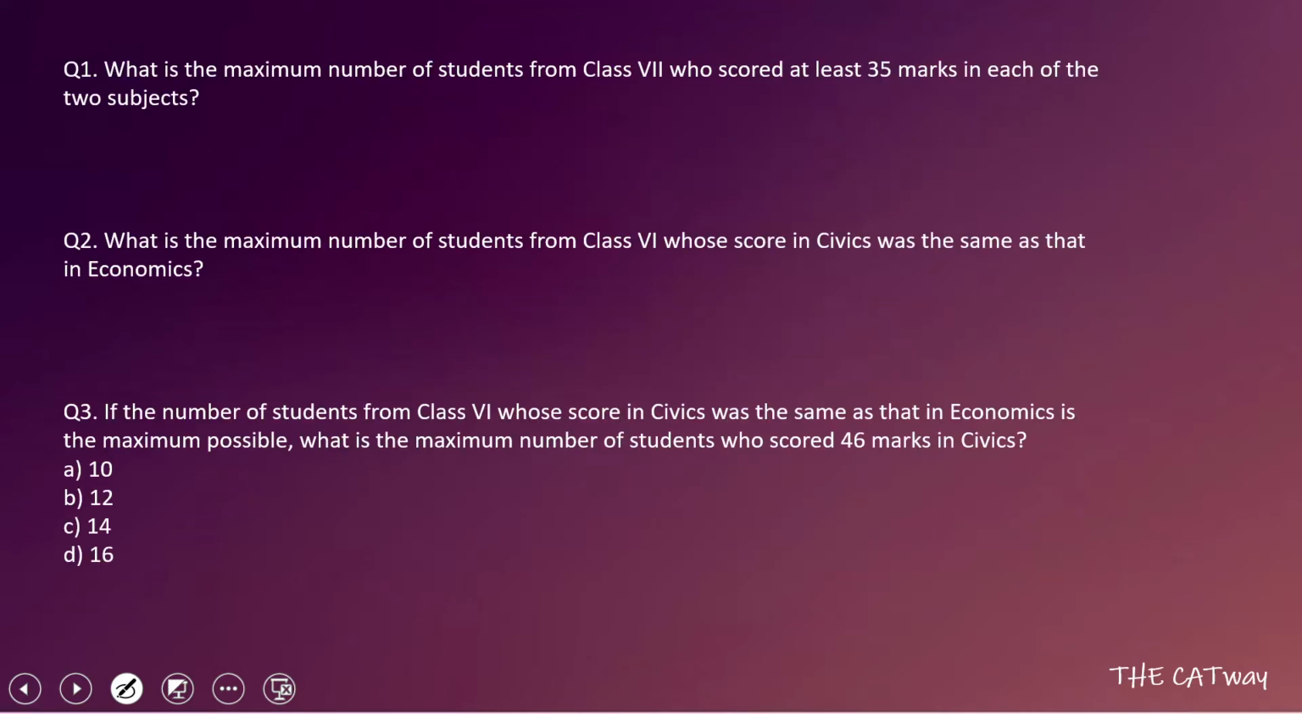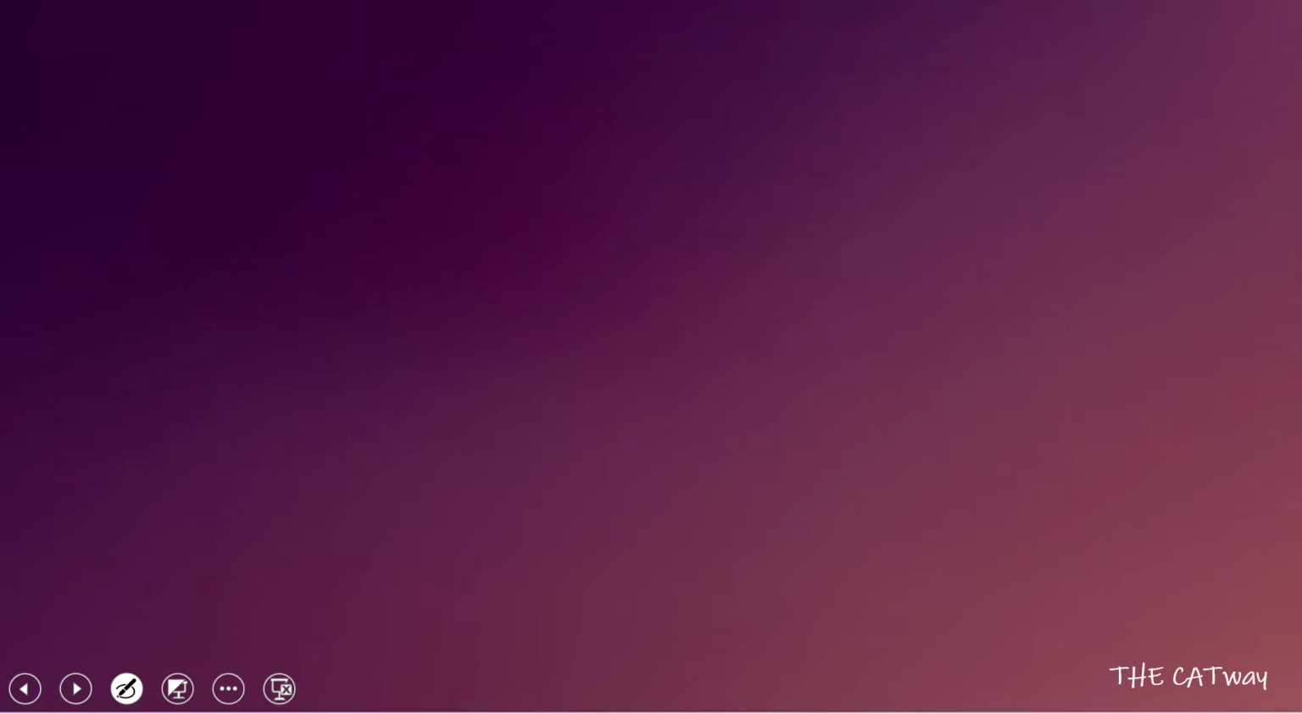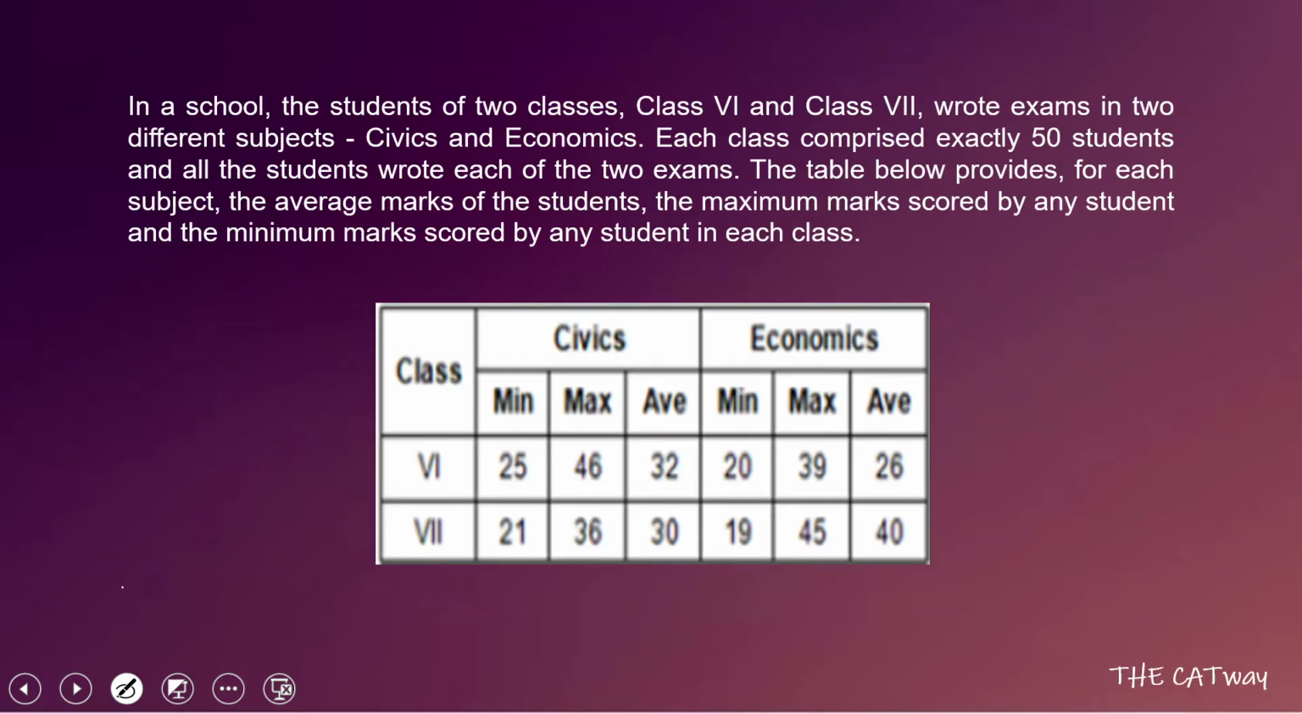The first question says: what is the maximum number of students from class 7th who scored at least 35 marks in each of the two subjects? So 35 marks in each of the two subjects means we have to find out, for both of the classes and both of the subjects, how many students could have scored at least 35 marks. So for doing that, what do we have to do?